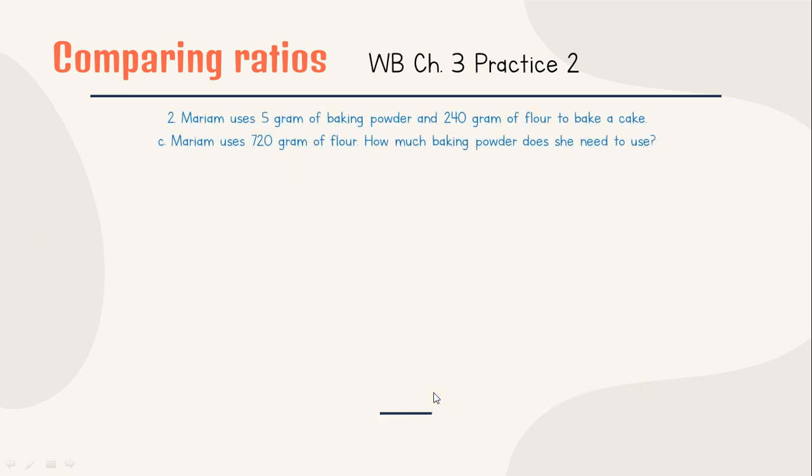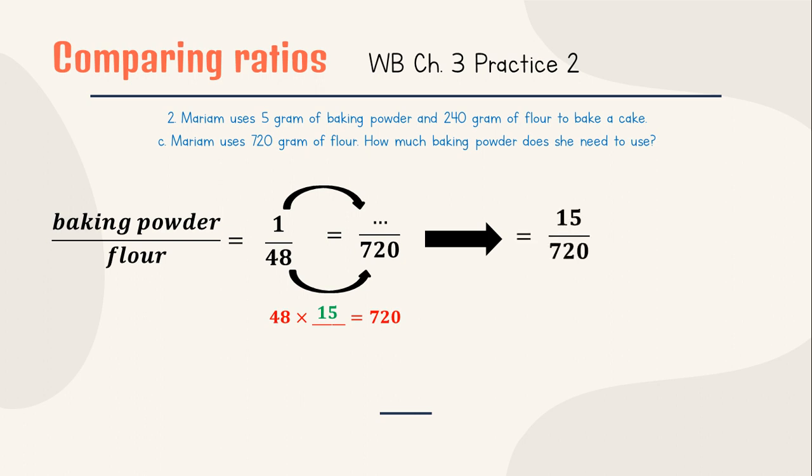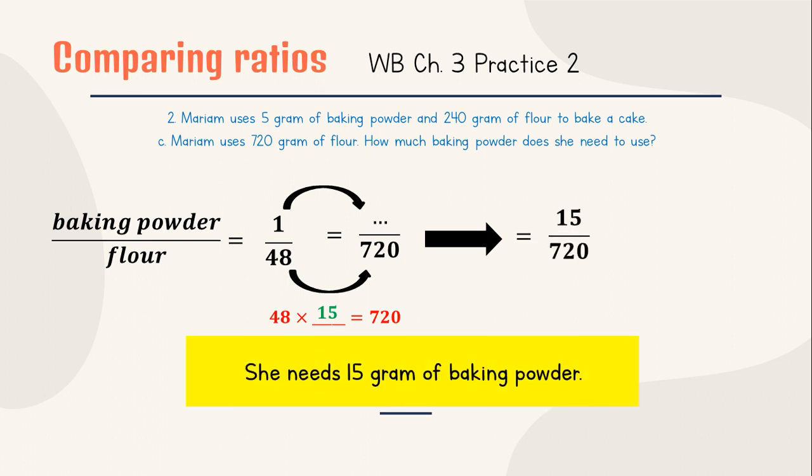C. Mariam uses 720 grams of flour. How much baking powder does she need to use? Once again, like before, but this question is now in flour. If 48 becomes 720, so 48 times what becomes 720? Or you can do it vice versa, in the reverse way. 720 divided by 48 equals 15. So that must be 1 times 15 equals 15. So she needs 15 grams of baking powder for every 720 grams of flour.